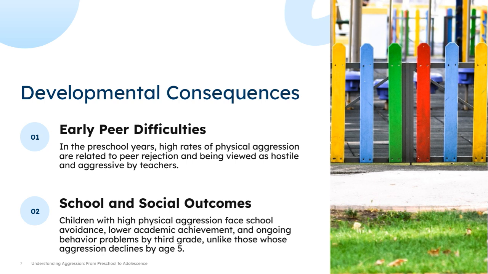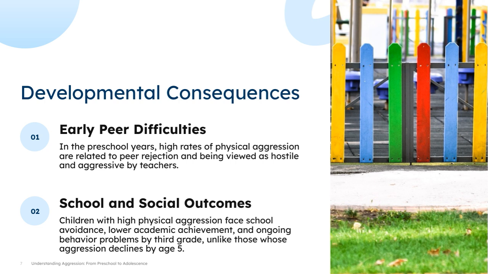Moving to the right side, these early aggressive behaviors can lead to more serious challenges in school and social settings as the child grows. Kids who continue to display high aggression often avoid going to school, experience lower academic success, and face ongoing behavior problems by the time they reach third grade.